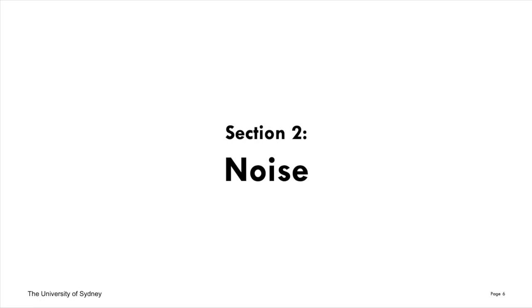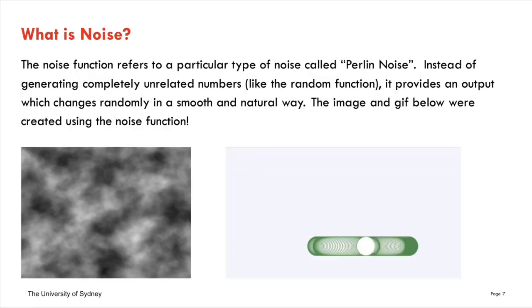Let's move on to our second section of today, noise. So, what is noise? Typically referred to as Perlin noise, the noise function provides an output which changes randomly in a smooth and natural way. How is this different to the random function, you may ask? Well, as you would have seen in the past challenge, sometimes the random function can be a bit too random. There may be times when you want to create random movements that are more natural and more smooth.